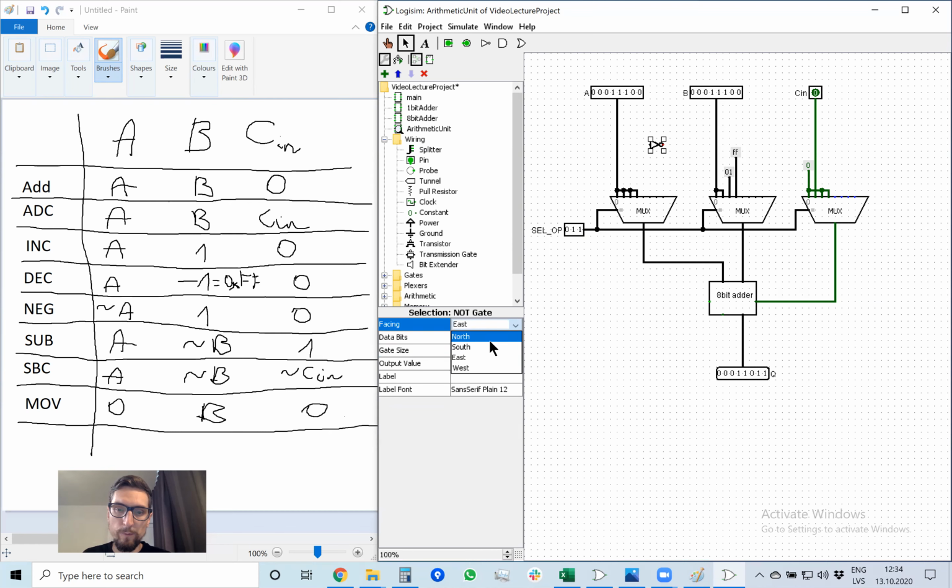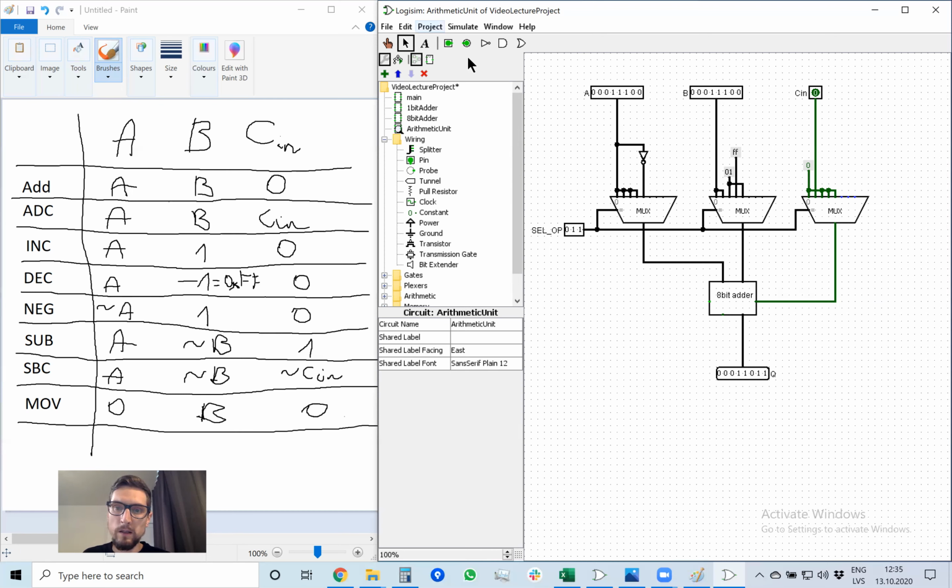Size is narrow, facing to south. And so in this input, I select A through NOT gate. So here output will be all bits inverted. And for B, as I can see here, instead of B, I take 1. I already have constant 1 here, so I just feed it to the next input. And for carry is 0, so I forward carry here.